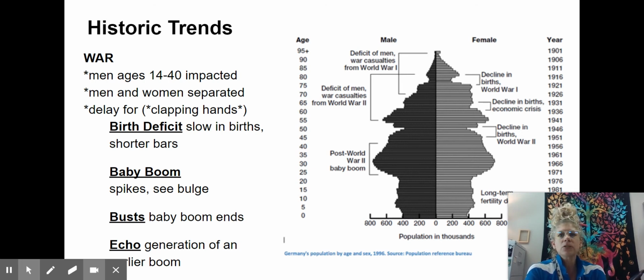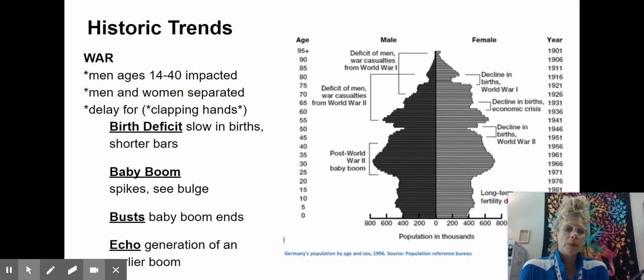So men ages 14 and 40 were sent to war, right? And lots of them died. So this took a huge chunk out of the male population, and so the women's side became pretty top heavy. Okay, when men and women are separated in a situation like war, there's not a lot of babies happening, right? Because families are put on hold. They're not wanting to do family planning if husbands are away. Okay, so there's going to be a big delay in having families.